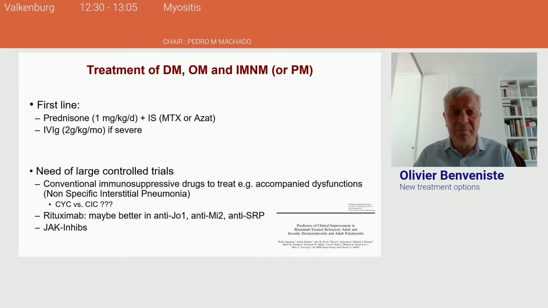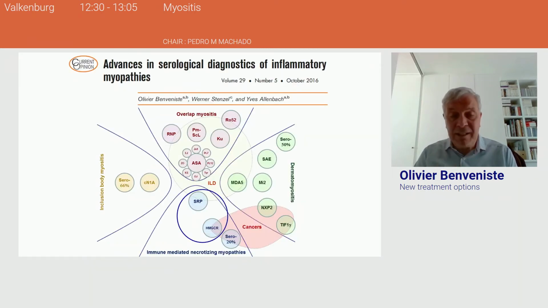But of course, we need much larger controlled trials. For instance, what is the place of biotherapies like rituximab? In the RIM study, the analysis of the subgroups showed that maybe rituximab is better for anti-Jo1 positive patients, anti-Mi2 or anti-SRP, and the place of JAK inhibitors is still under debate. So I come back to my classifications, because once again, classifications matter in terms of physiopathogenesis and at the end of the day, in terms of treatments.